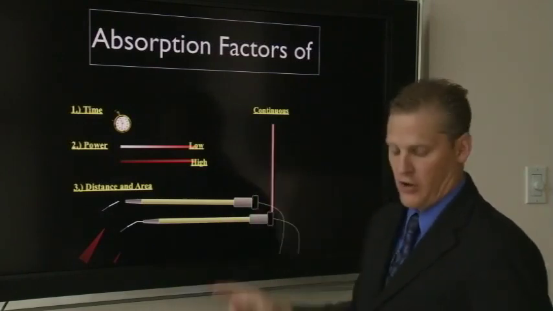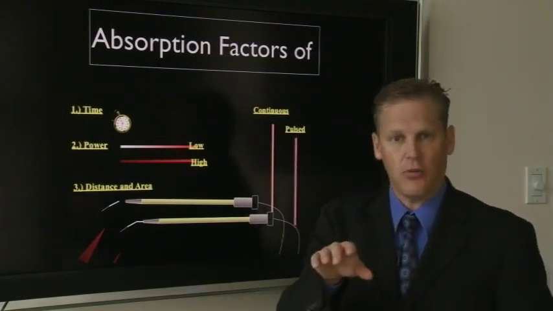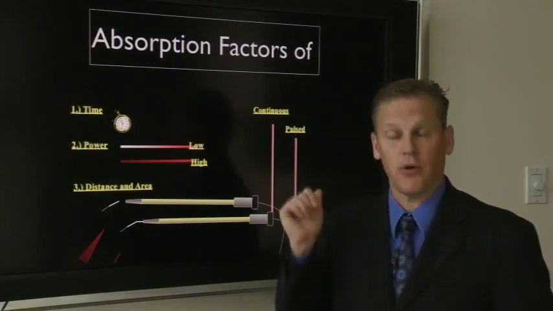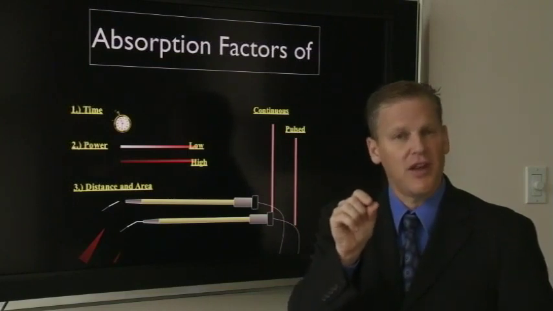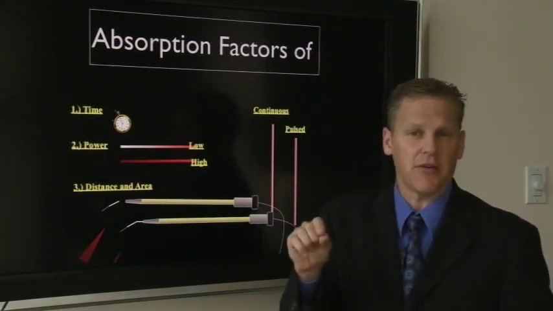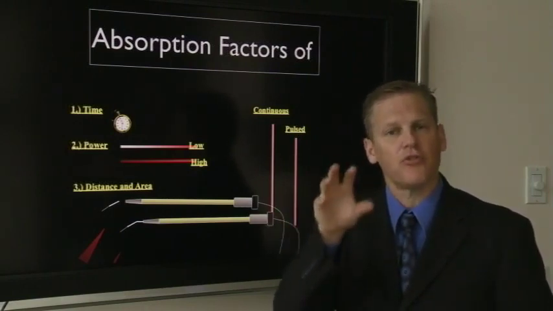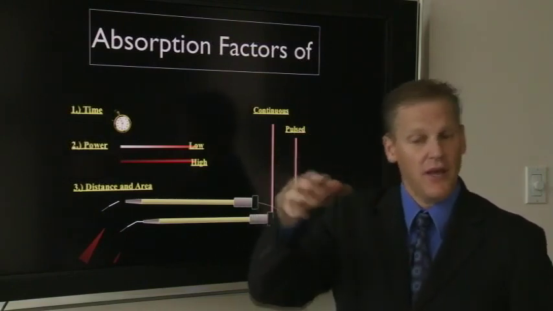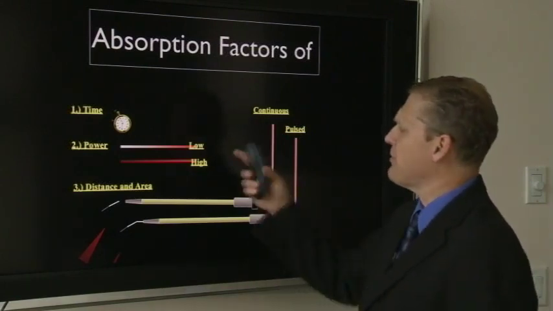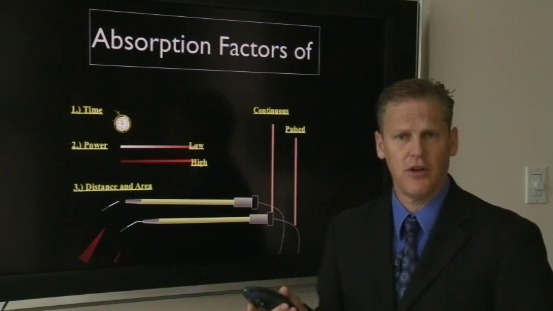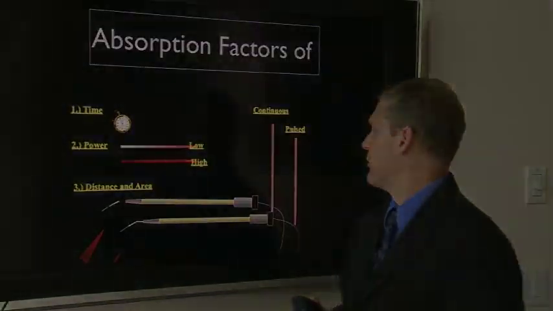A continuous laser is always on. A pulse laser will actually give you a short, intense pulse, something like lightning almost. And the hard tissue lasers or erbium lasers are pulsed. They will actually create a pulse that is very short in duration. It can be anywhere from 50 to 300 microseconds, millionths of a second, and that short, intense pulse creates a very high peak power of energy. And then there's a large period of time for the tissue to relax before the next pulse happens. So these are the basic absorption factors that occur with lasers: time, power, distance and area, and whether the laser is continuous or pulsed.